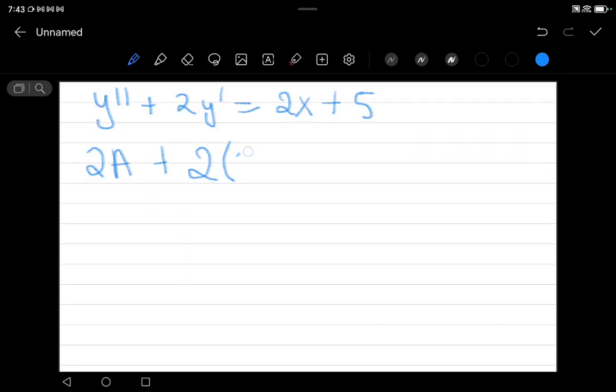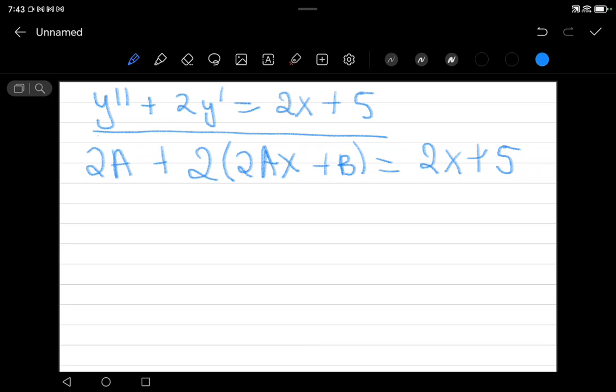Okay, so plus 2ax plus b equals 2x plus 5. So here we just copied the original equation, and then after copying it, we substituted the values of YPI. Okay, so moving forward, we're going to solve for a and b.